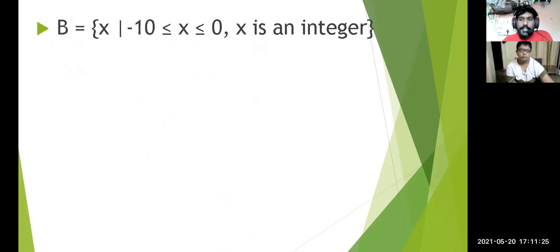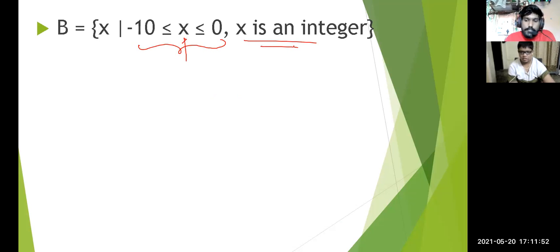Okay, can you read this set? Set B is a variable x such that -10 is less than... No, you read it as x is between -10 and 0. So x is between -10 and 0, and x is an integer.